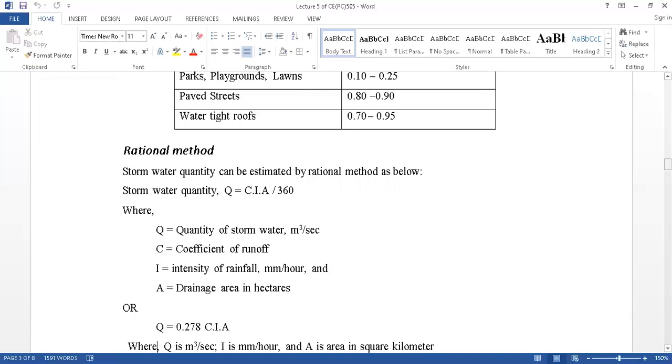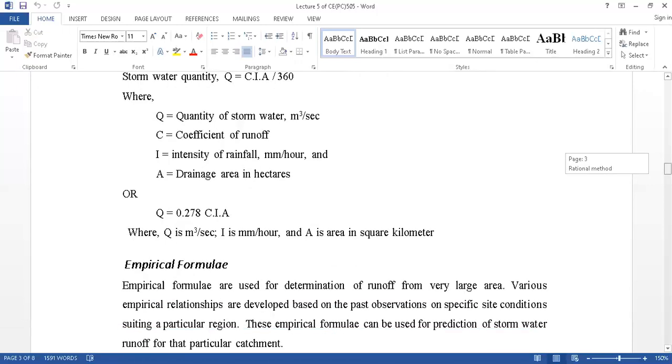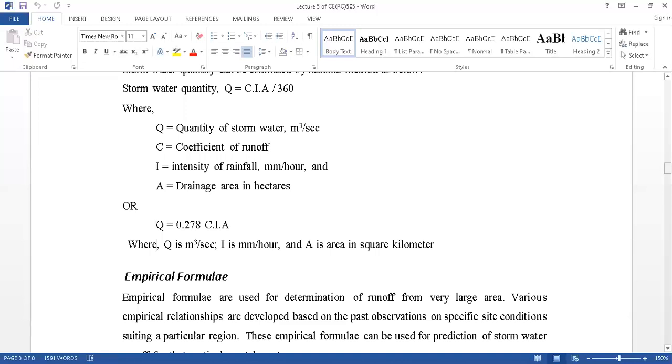By the same logic, if we consider another unit of area, the same formula can be written in a different manner: 0.278 into CIA. Why 0.278? Because we are considering A in square kilometer. Earlier we considered A in hectare, but now I am considering area in square kilometer. So the basic formula CIA is the same. The only thing is, earlier we divided by 360, and in this case we multiply by 0.278. So this is how we can calculate the discharge, in meter cube per second.